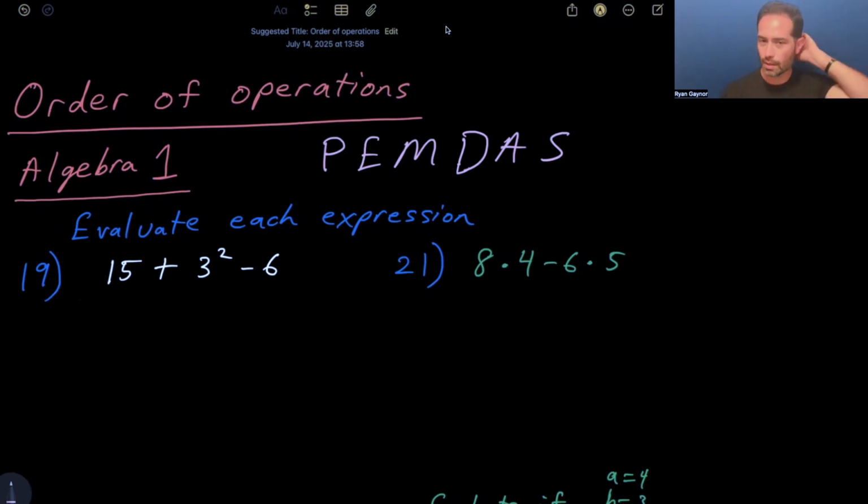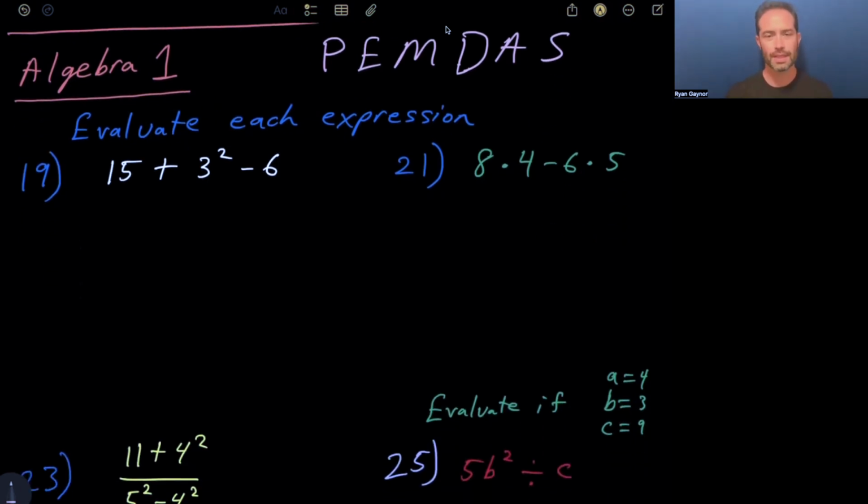Okay, so here we go. Let's dive into it. We have number 19, 15 plus 3 squared minus 6. First I ask myself, are there any parentheses? No, there's not. So let's go to the next one, which is exponents. Yes, we do have an exponent, so let's do that first. What I like to do is bring everything straight down and simplify accordingly. Can I simplify the 15? We can't touch that yet. So we have 15 plus, and we're doing the exponent first.